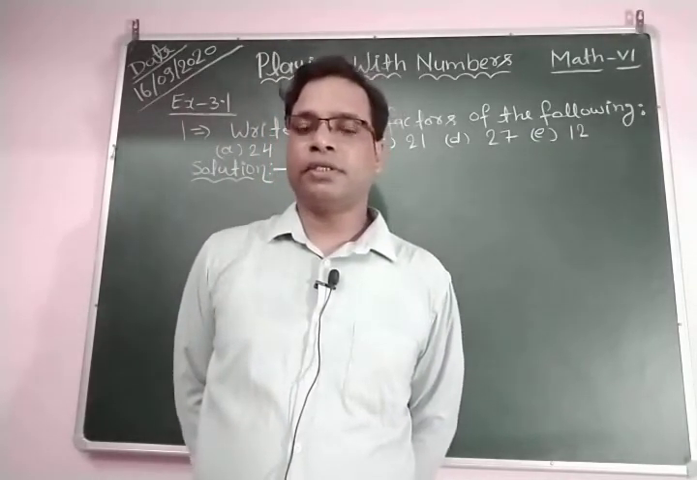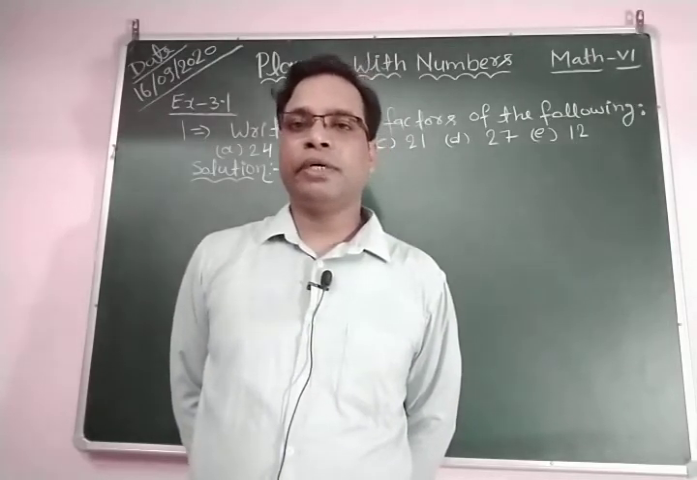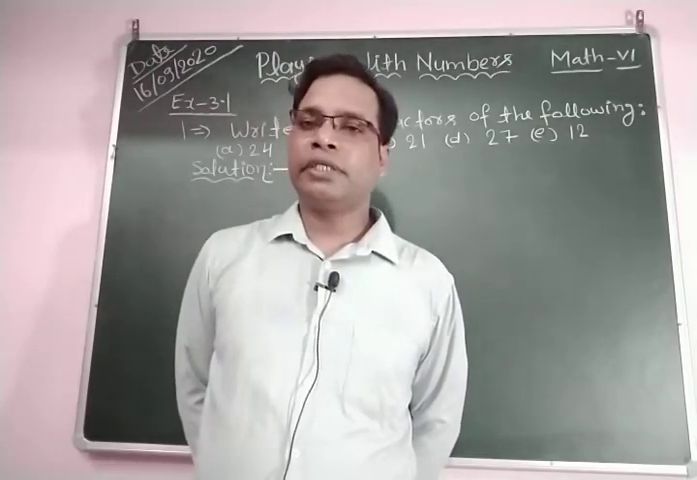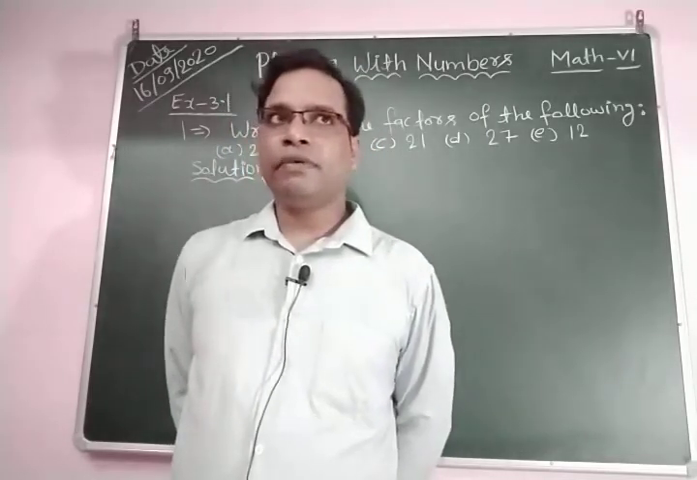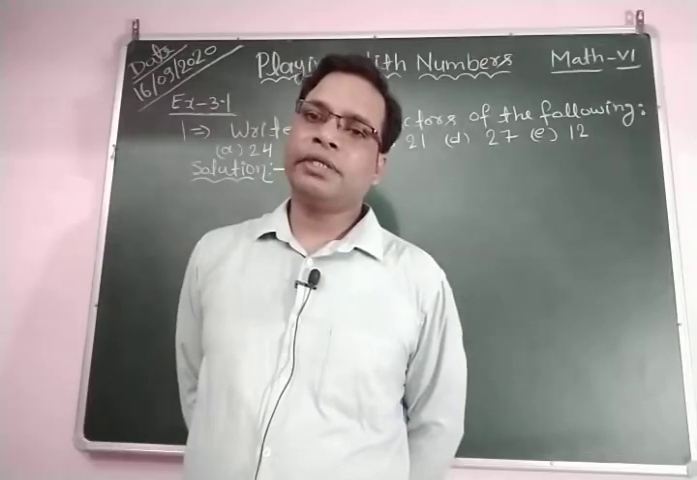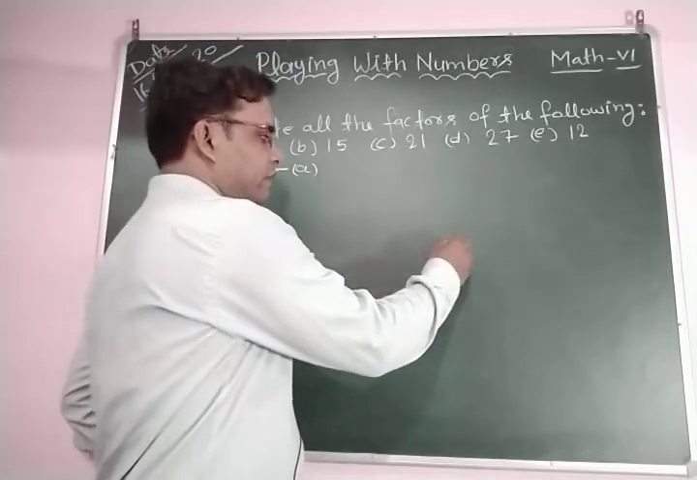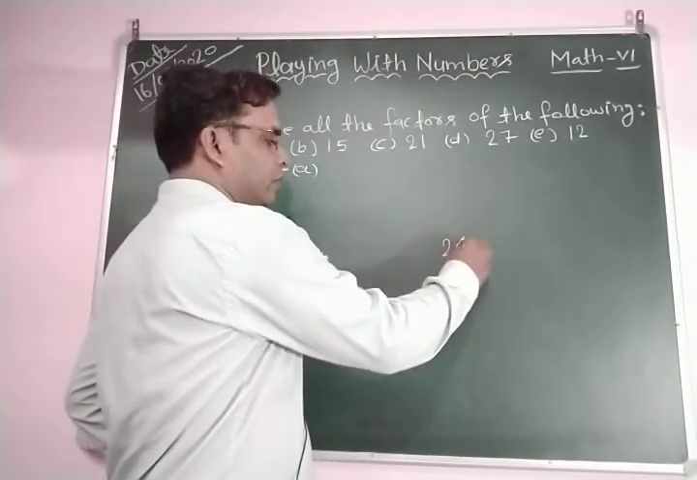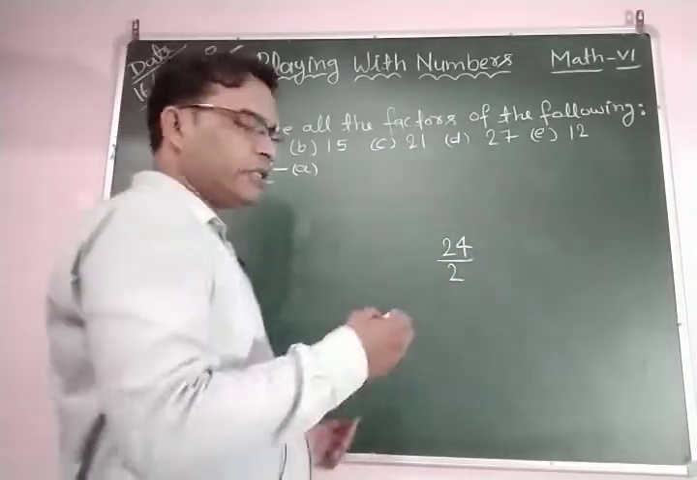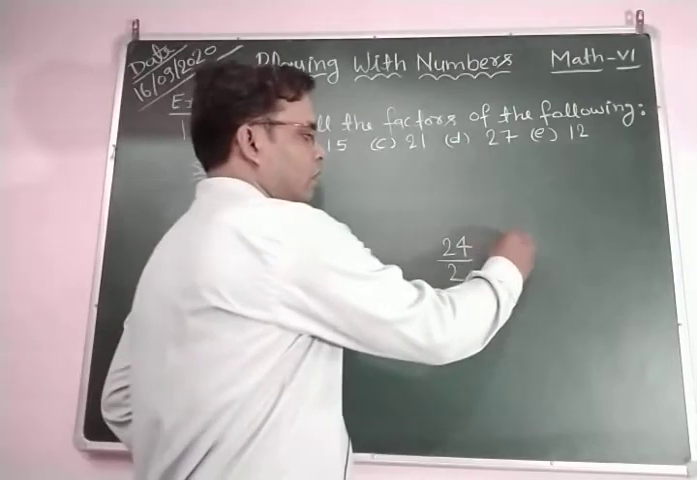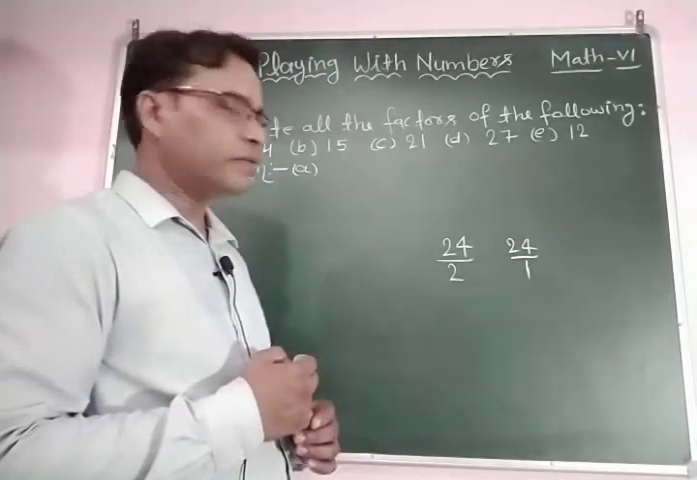So what are factors? If a number is divisible by any number, that number is called a factor of the given number. It means that if any number divides 24, then that number is a factor of 24. So in this way, 2 divides 24, so 2 is a factor of 24. 1 divides 24, so 1 is a factor of 24.